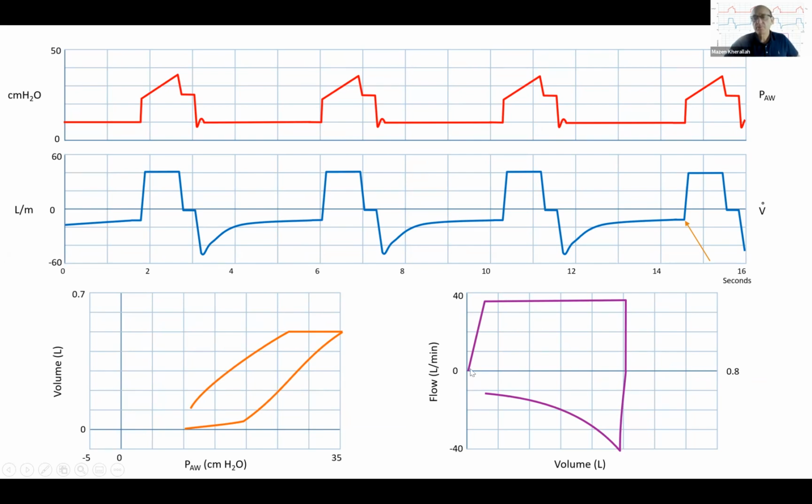On the flow, it goes up to the peak inspiratory flow. This is the peak inspiratory flow, and then exhalation holds for 0.5 seconds, and then peak expiratory flow. It doesn't go down to the zero line. You have persistent flow at end of expiration, and this correlates with this point here. Persistent flow at end of expiration, and this is the retained or the trapped volume.